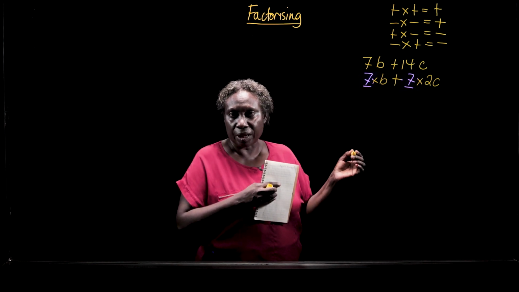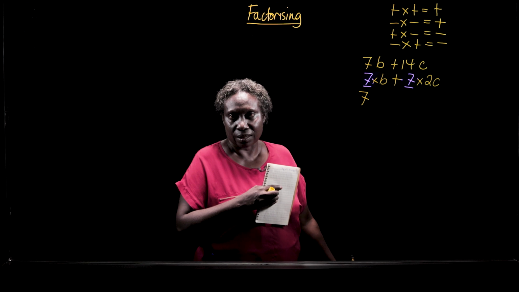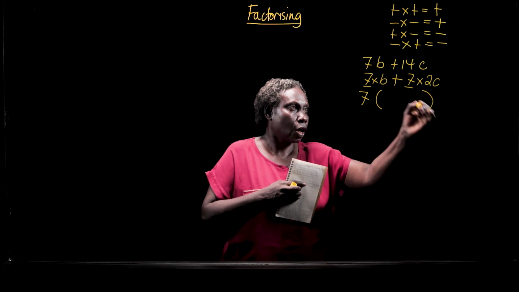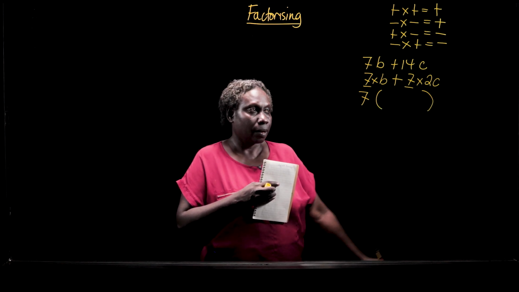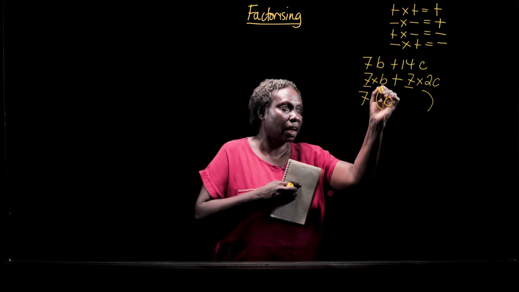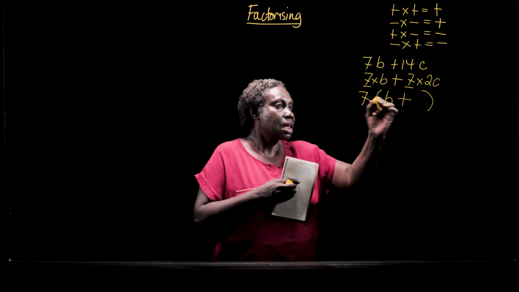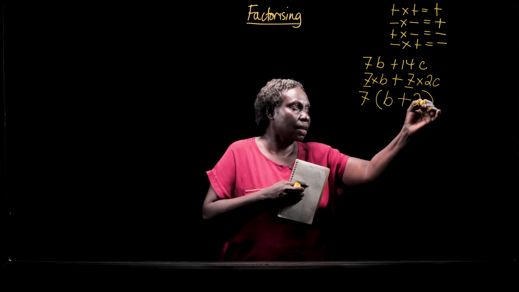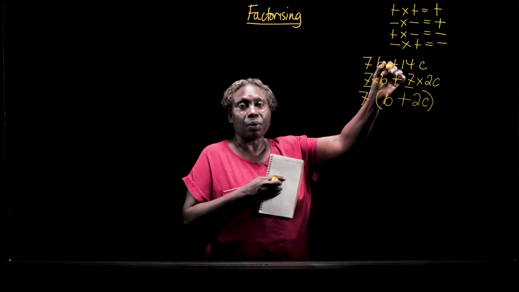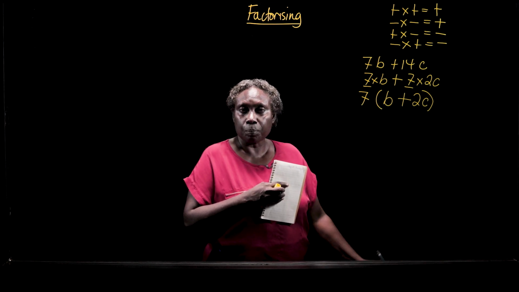So 7 will be the highest common factor, which will be outside the bracket. Then we find the numbers or the factors that go into the bracket. 7 times b gives us 7b, so b comes here. There's a plus sign here, so we put the plus sign here. 7 times 2c gives us 14c. So when we have factorized 7b plus 14c, it becomes 7 outside the bracket times b plus 2c.